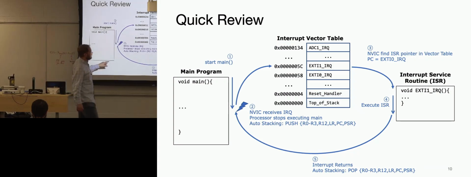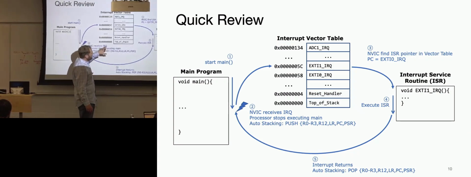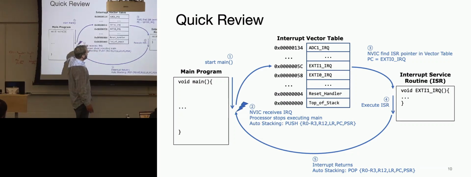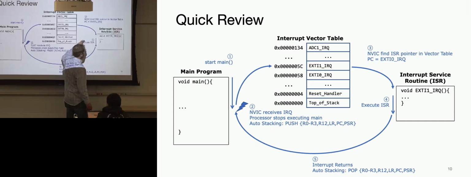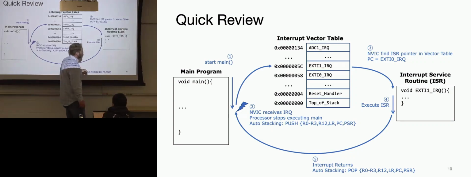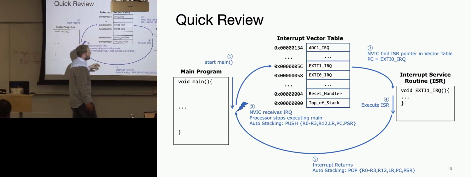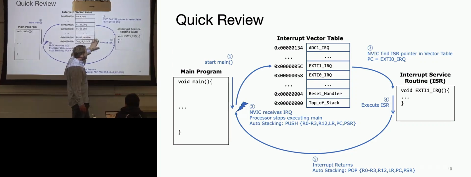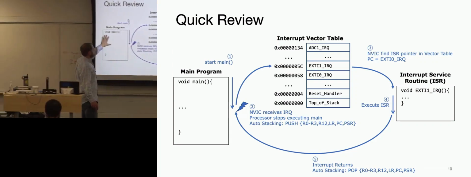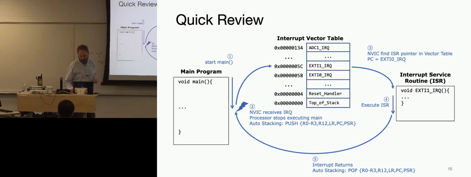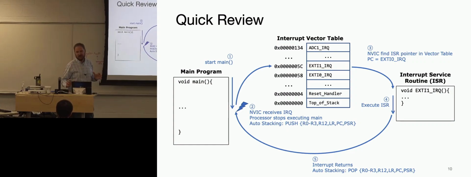And how that's done is that there's the stacking and unstacking that occurs, where the NVIC will take all the information that was required over here, so the lowest 4 registers plus PC and LR, the stack pointer, and put them on the stack. Do this task, and then return all those variables back to the controller so that you're in main. Any questions?